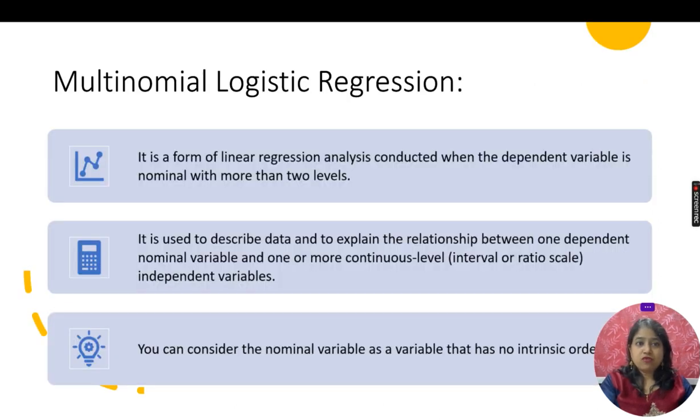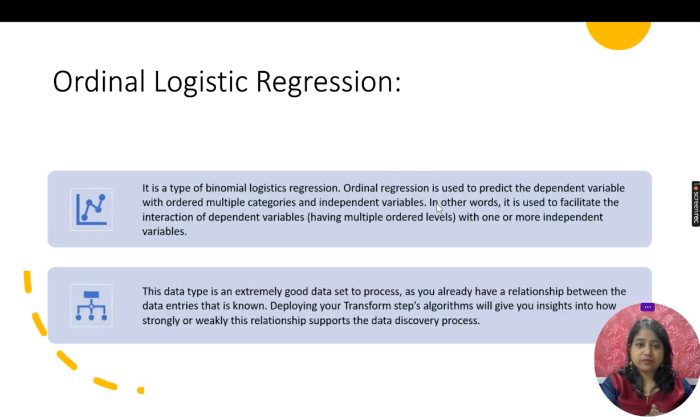Now, multinomial logistic regression. It is a form of linear regression analysis conducted when the dependent variable is nominal with more than 2 levels. It is used to describe data and to explain the relationship between one dependent nominal variable and one or more independent variables at the continuous, interval or ratio scale level. You can consider the nominal variable as a variable that has no intrinsic order.